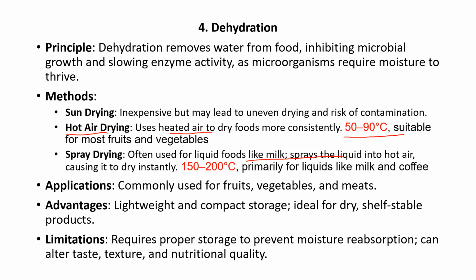Next is the application. Dehydration is commonly used for fruits, vegetables and meats, as well as milk. Next is the advantage: lightweight and compact storage. When the water is removed from the food, it becomes lightweight. It will be compact in structure so that storage will be easier. Ideal for dry shelf stable products. Next are the limitations: it requires proper storage to prevent moisture reabsorption and can alter texture, taste and nutritional quality of the food.